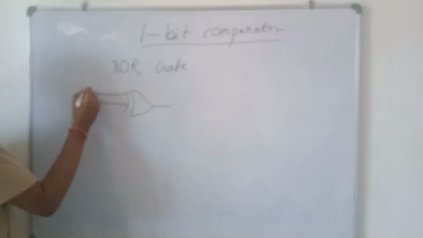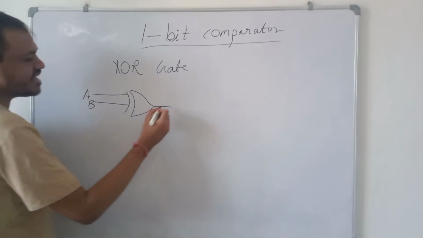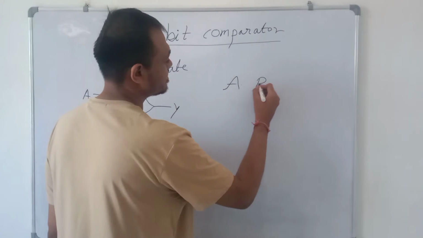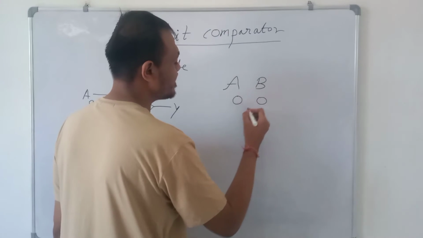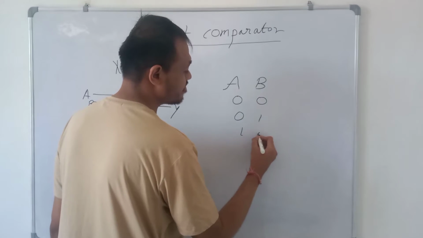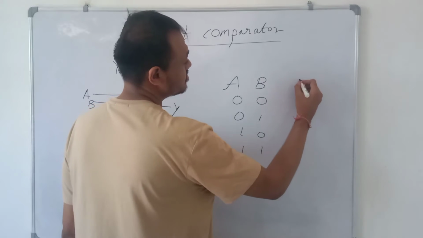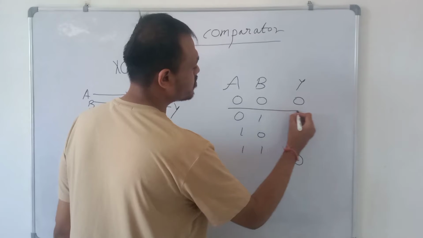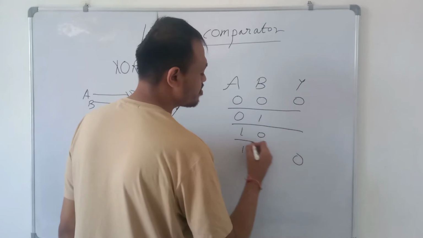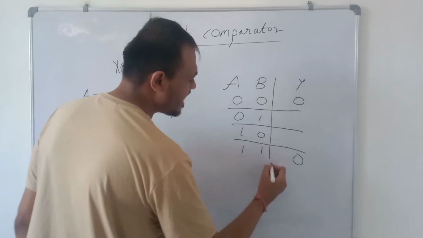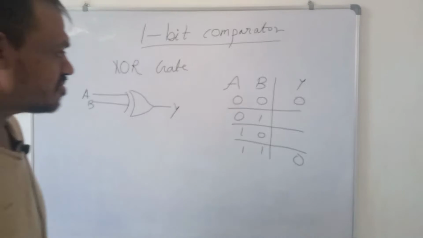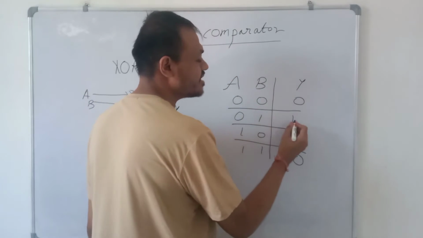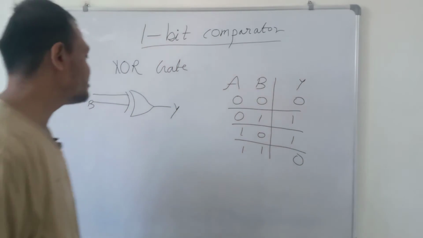So this A and B are the two inputs and Y is the output, and the truth table of XOR gate is like this. So when both the inputs are same, then the output is 0. Y is the output of the XOR gate. So when both A and B are same, then the output of XOR gate is 0. When A and B are different, then the output of the XOR gate is 1.